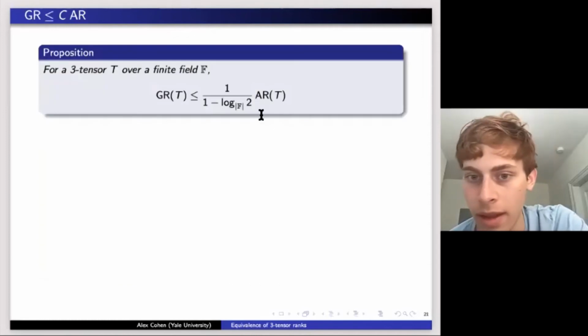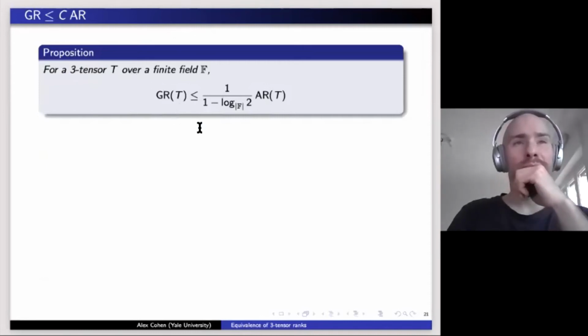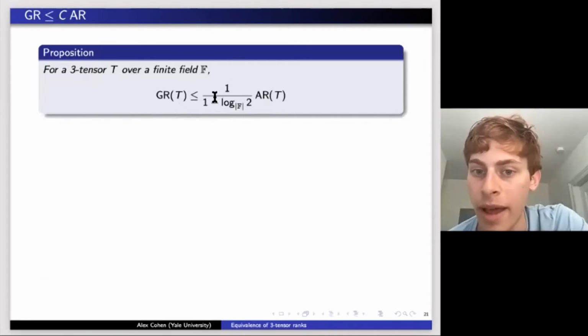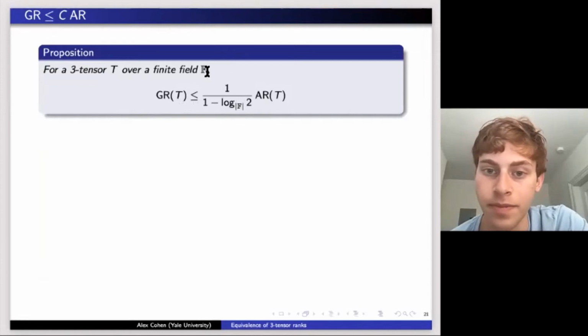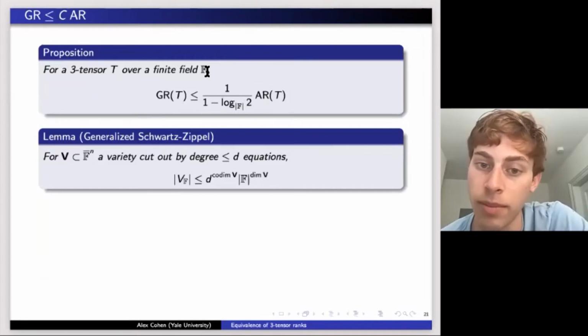So this is the small proposition. For a 3-tensor T over a finite field, the geometric rank is bounded by this constant times the analytic rank. And the tool that we use to prove this is this generalized Schwarz-Zippel lemma.